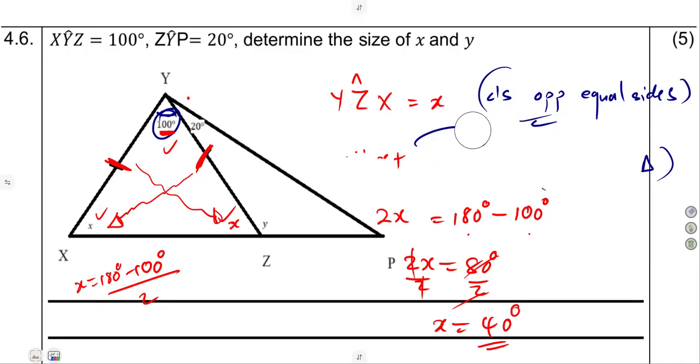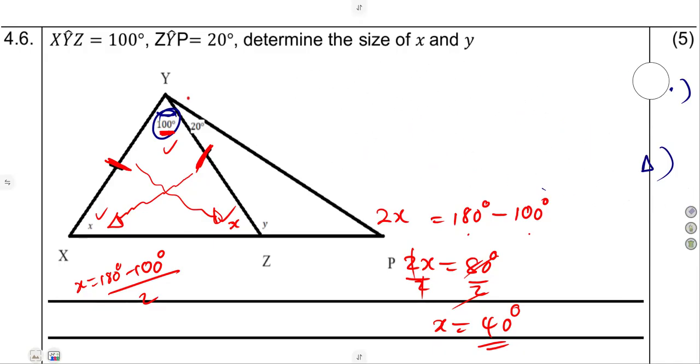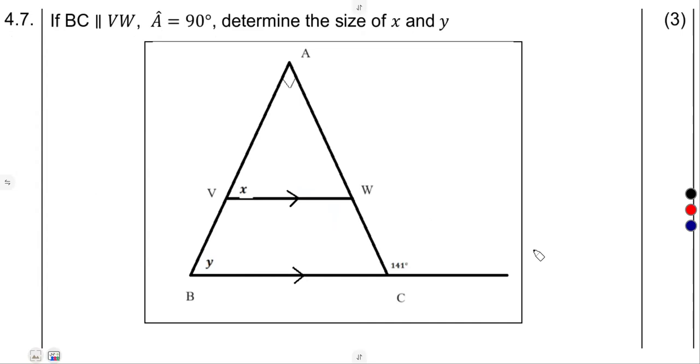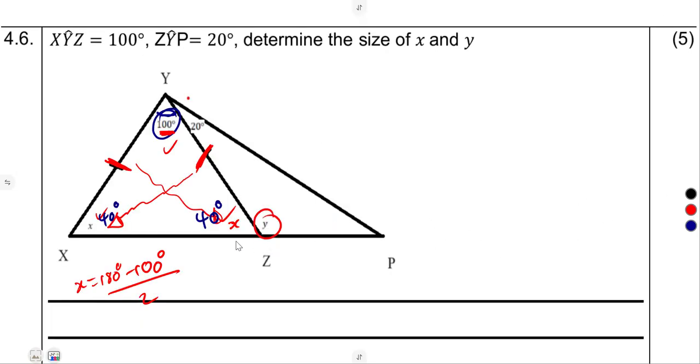All right. Then with this, we can also solve for y there, because we have got what? The straight line concept. Remember, this is 40 degrees. This is also 40 degrees, as I mentioned before. So angles on a straight line. So x plus y is equal to 180 degrees. Angles on a straight line.